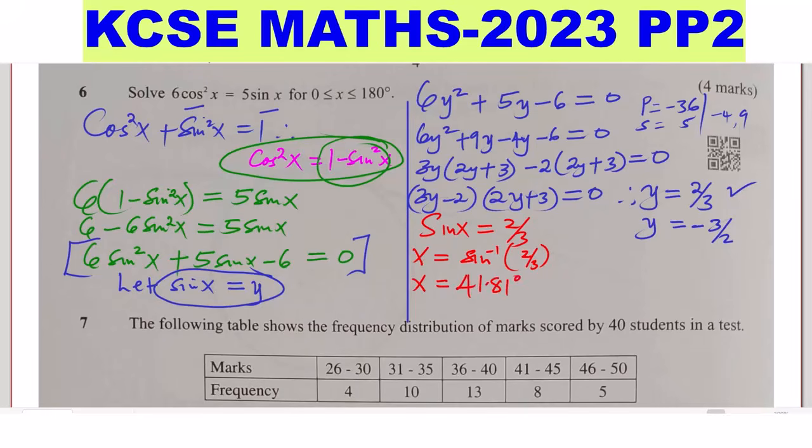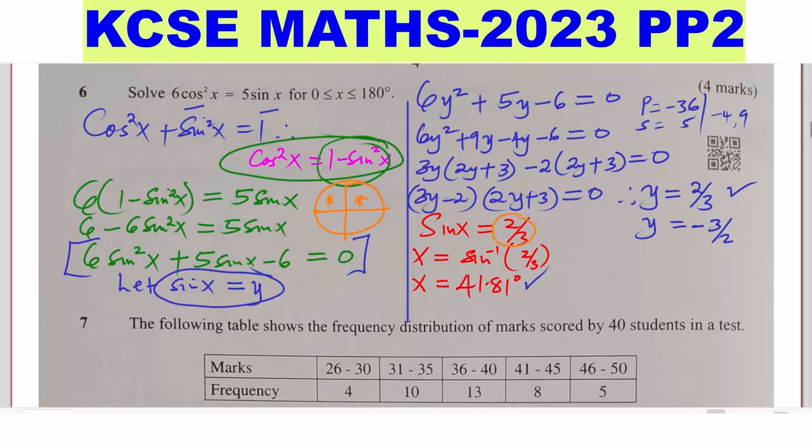41.81 degrees. So look at the range that you're given. X should be less than or equal to 180 and greater than or equal to 0. So for sine, just consider the unit circle. Sine is positive in the first quadrant and in the second quadrant, because you can see 2/3 is positive. We get 41.81 from the first quadrant.